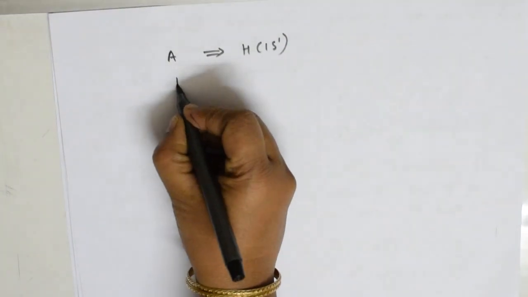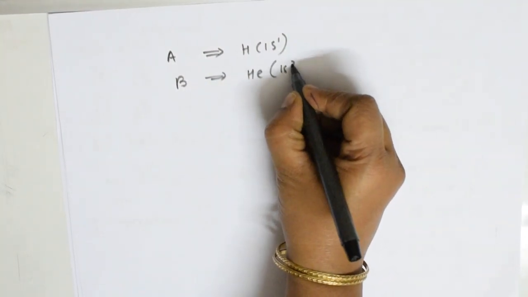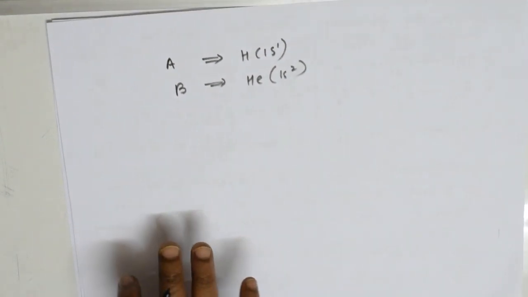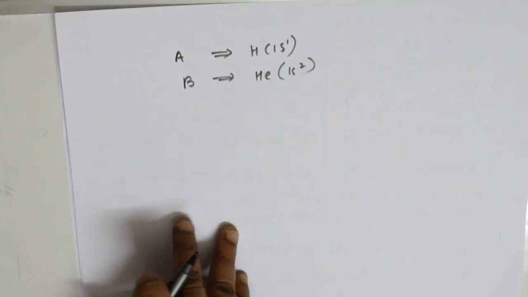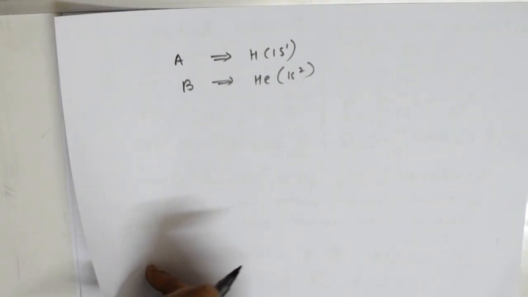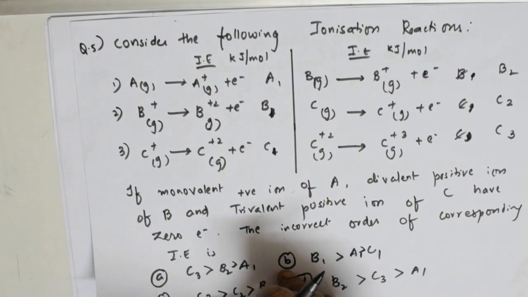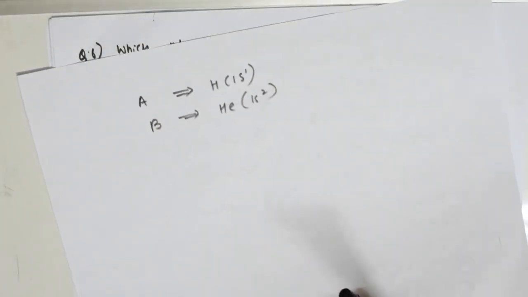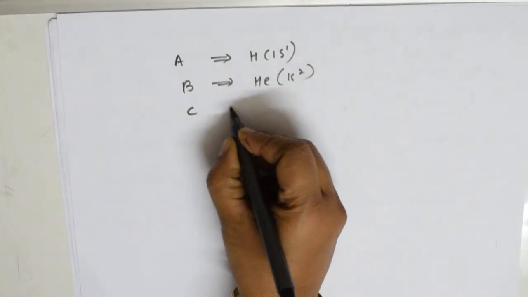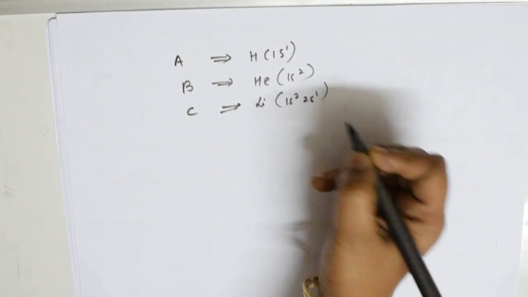Then they said B is losing 2 electrons, B plus 2, correct? So here B should be helium, because helium, isn't it? So 1s2. And they said C is losing how many electrons? Let us turn the page and see. Here, they said C is losing again 2 electrons. That's fine. So here, C is lithium. Lithium 1s2, 2s1. Okay, so now let us check.